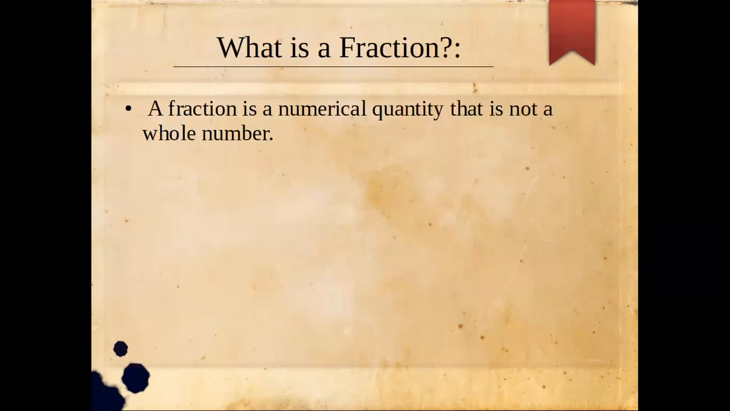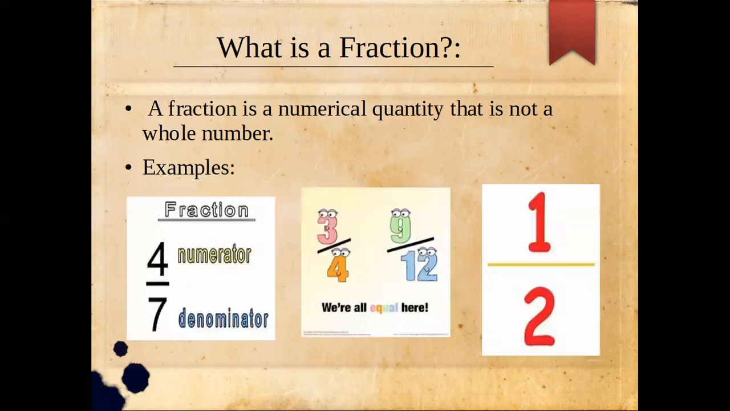So what is a fraction? A fraction is a numerical quantity that is not a whole number. You could write whole numbers as a fraction, but generally we don't. For example, 1 can be written as 1 over 1, 2 can be written as 2 over 2, but generally you just write that as 2. So here are some examples.